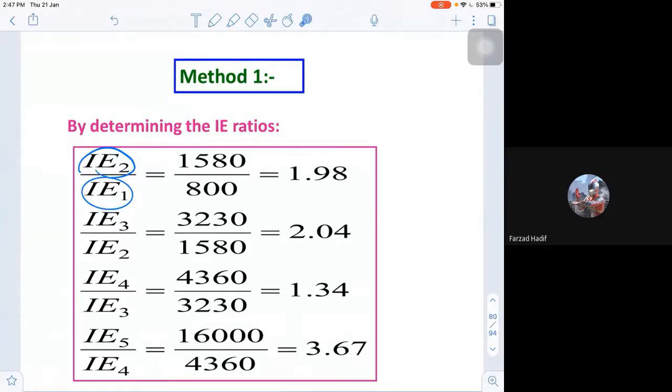Then calculate the value, and then divide the third ionization energy by the second one. Then we got 2.04. Then calculate the ratio between the fourth and the third, and we got 1.34. Then calculate the ratio between fifth and fourth, and we got 3.67. The highest ratio of the ionization energy means the valence electron is 4, meaning that the big jump is between the fourth and fifth.